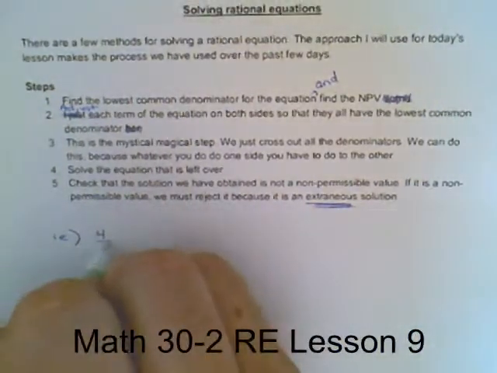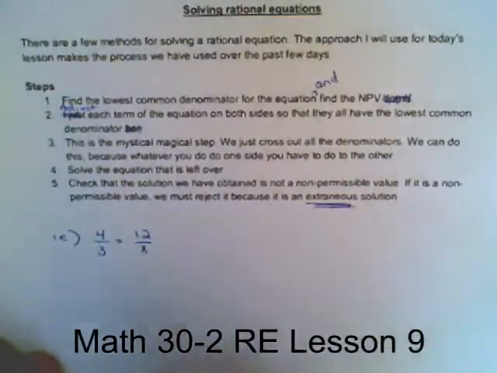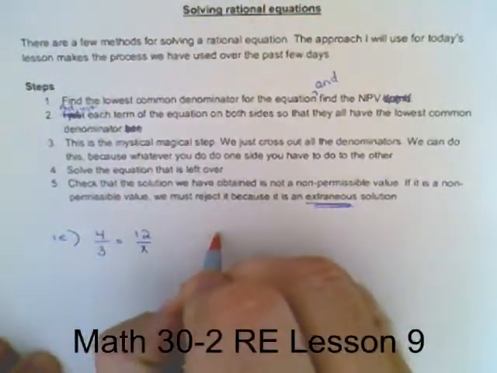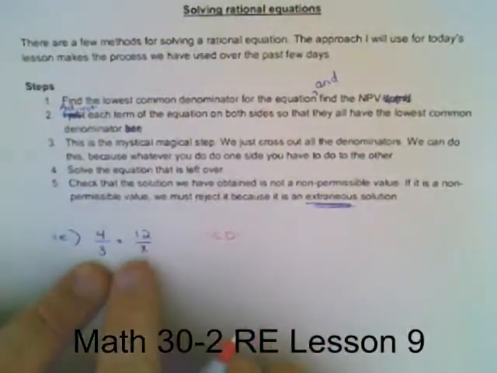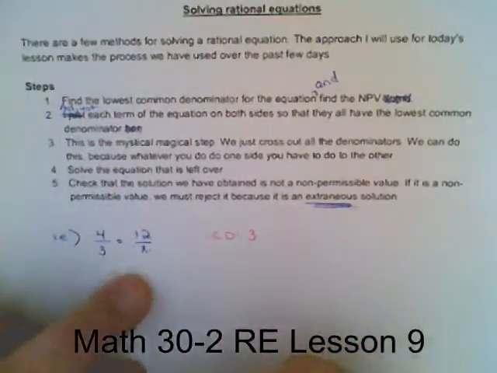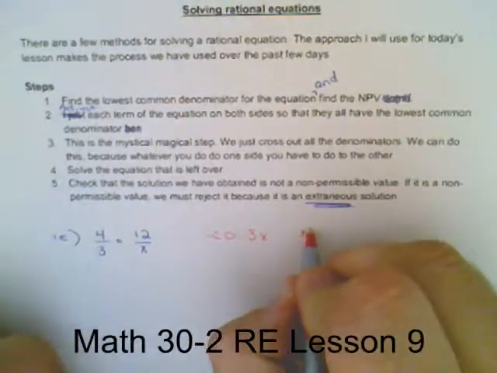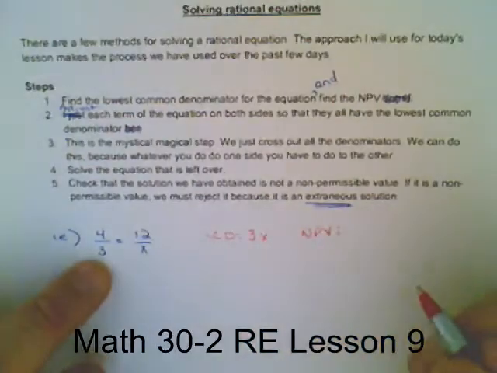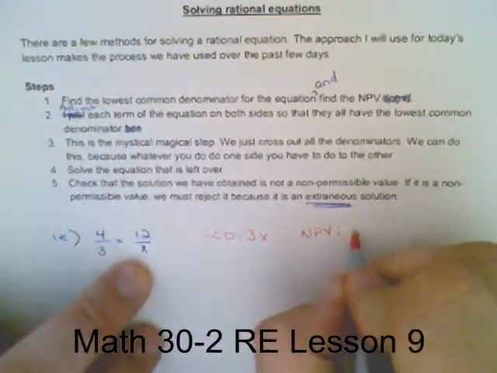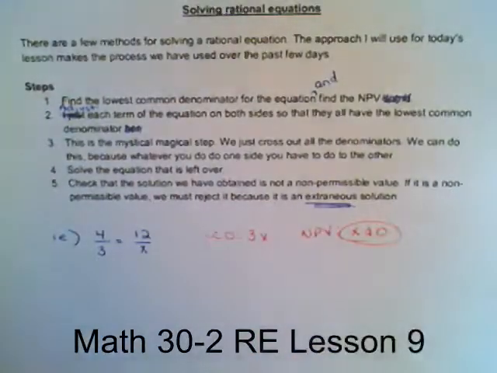If I give you the equation 4/3 equals 12 over x, and the question says solve this, the first thing I do is look for the common denominator. The numbers are 3 and an invisible 1, so the common denominator of the numbers is 3, and as I've also got an x, 3x is my common denominator. I'm also going to look at the NPVs. 3 can never be 0, so I don't need to look at that. Here x can never be 0, so that's my NPV. My solution, after all is said and done, better not be 0.